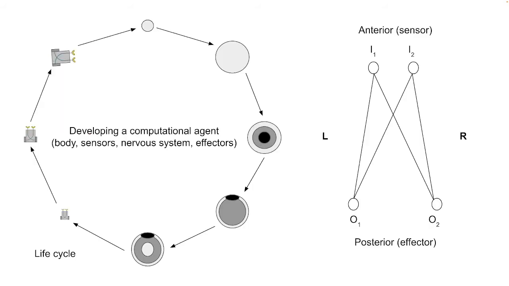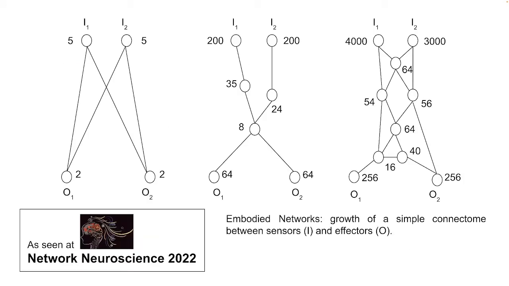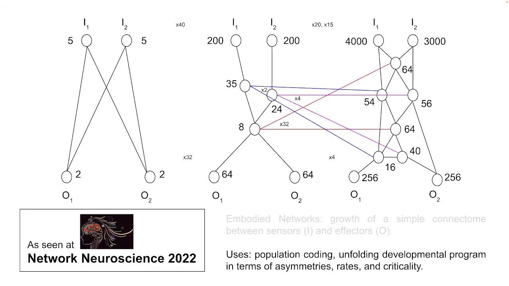The embodied aspect can also be used to model computational agents. This is the life cycle of a computational agent where it develops. On the right is an example of an anterior and a posterior end and left-right polarity, and the network in between those sensors and effectors. And you can see that we can model the space in between the sensors and effectors as these increasingly complex hypergraphs with hypernodes. And there's heredity between the hypernodes in different stages. So you can see here with the blue lines or the red lines, you have cell division and cell differentiation represented in these hypergraphs.